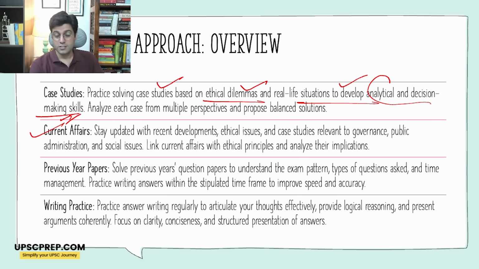Current affairs. Current affairs are very important even for GS Paper 4. They give you some of the recent developments and the ethical issues involved in them. Case studies are also related to governance, public administration and social issues, like a district collector who did an amazing job in one of the districts, or an administrative officer in one of the districts who was caught red-handed taking a bribe. These are the lessons and examples you can quote.